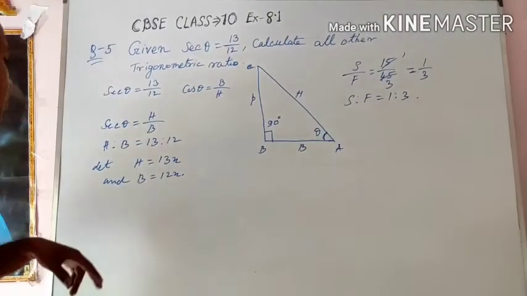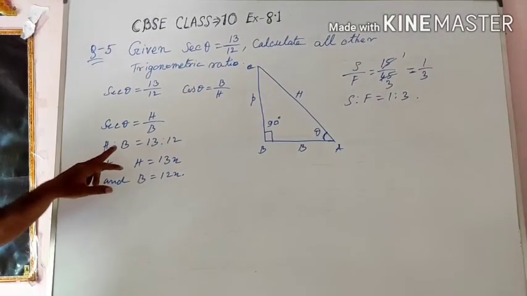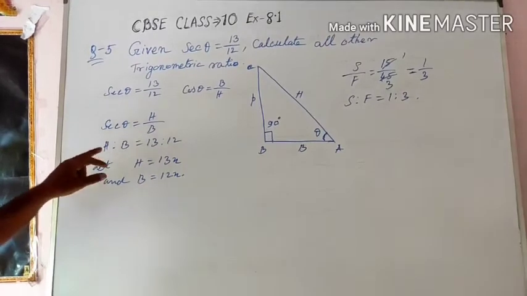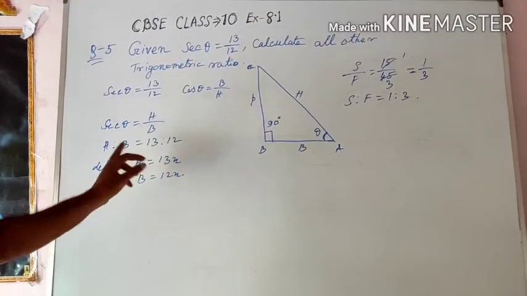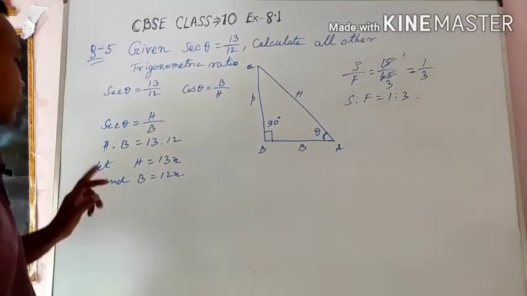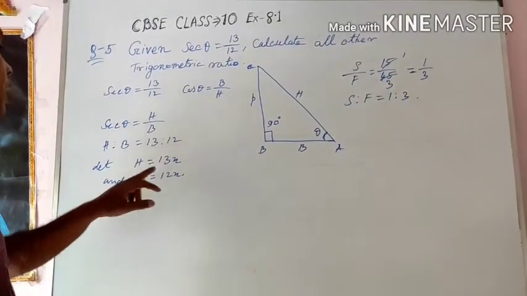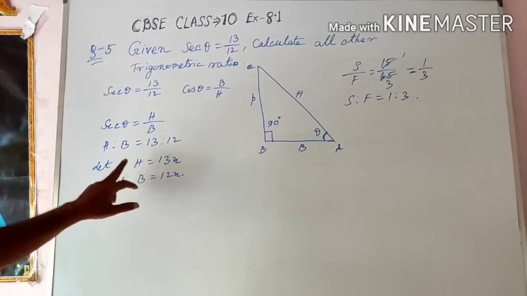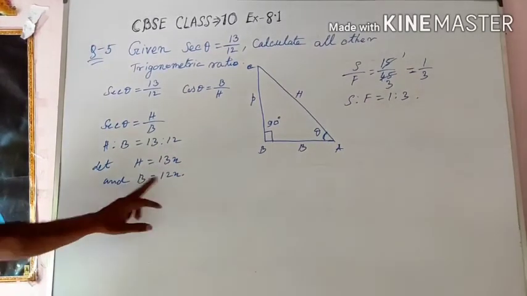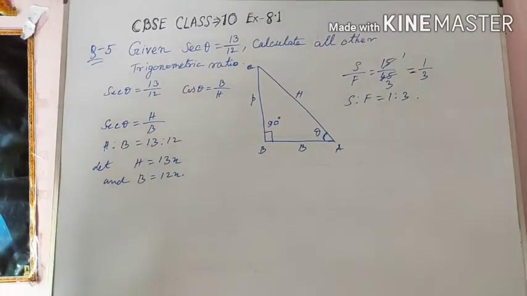Similarly, when the ratio of hypotenuse and base is given, we cannot say hypotenuse is equal to 13, base is equal to 12. We have to find out the common factor. Here the common factor, let it be x. So hypotenuse is equal to 13x and base is equal to 12x.